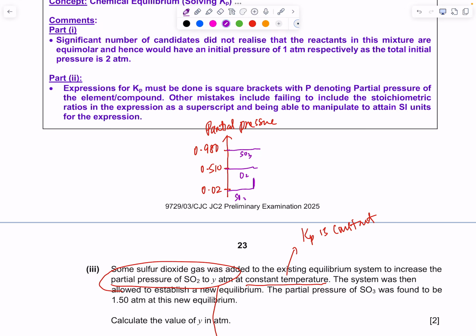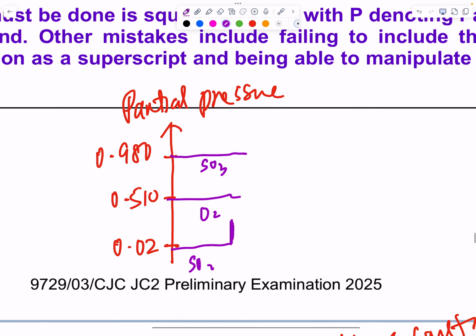So when you started to add, right, that is represented by a sharp rise. Understand? And it rose to what? It rose to Y atmosphere. Do you all agree now? So your ICE, your I will now be Y atmosphere. Now guys, when you add sulfur dioxide, your position of equilibrium will shift towards the right hand side.